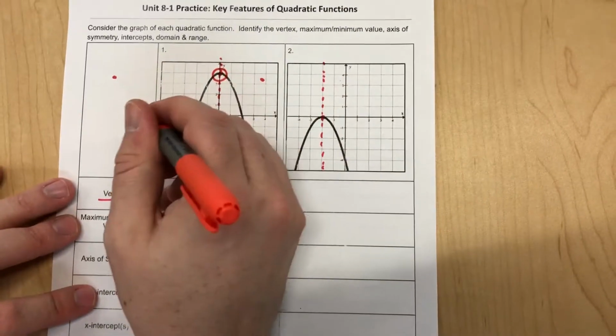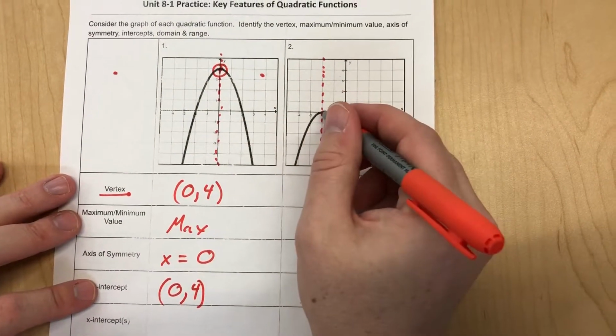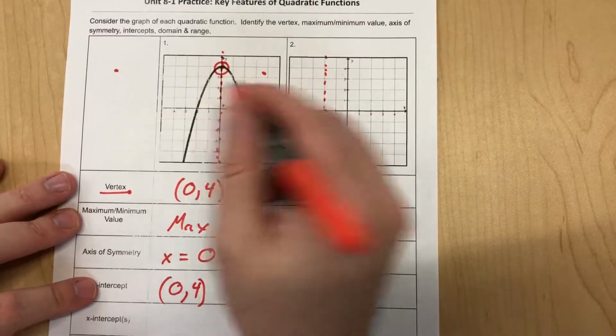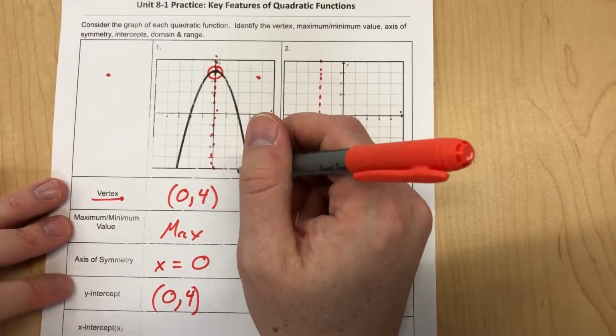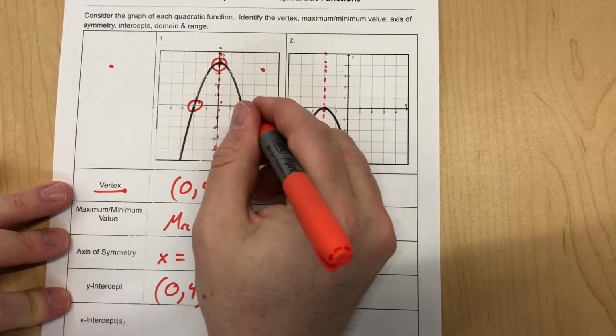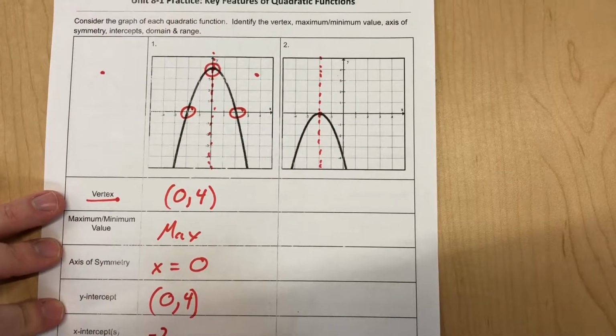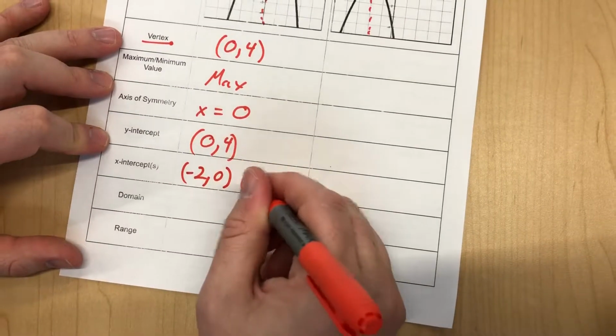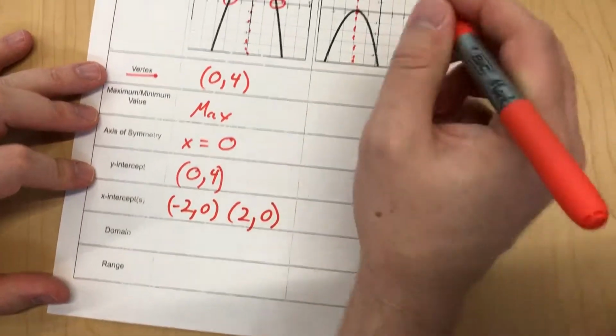My x-intercepts are where I cross the x-axis. I could have one of these, I could have 2 of them, or if it's off in the corner somewhere, I could have none of them. In this case, I have 2. One of them's at -2, the other one's at +2, so that's (-2, 0) and (2, 0).